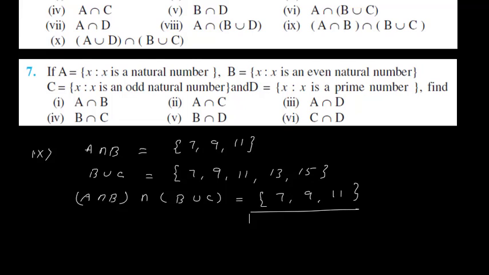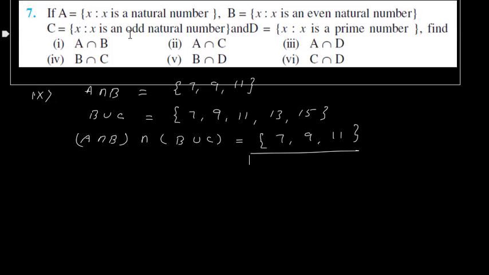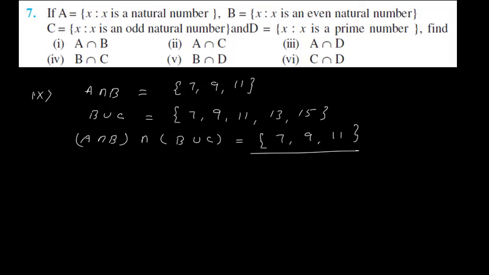7th question is, if set A is a set of all natural number and B is a set of all even natural number and C is a set of all odd natural number and D is a set of prime number, then find A intersection B. A intersection B, A is a set of all number and B is a set of all even natural number. So what is common between A and B? A intersection B, you will find that it is set B only, because set B is a subset of set A. B is subset of A, therefore A intersection B is B.